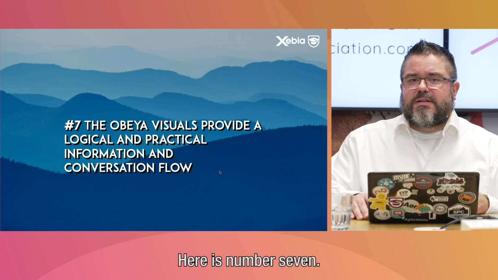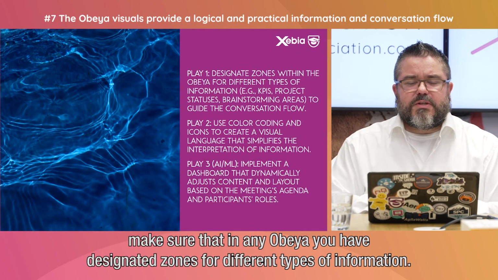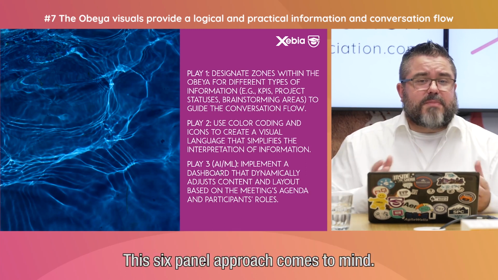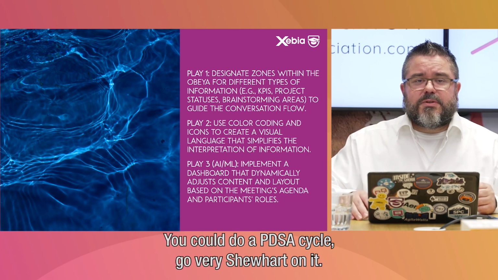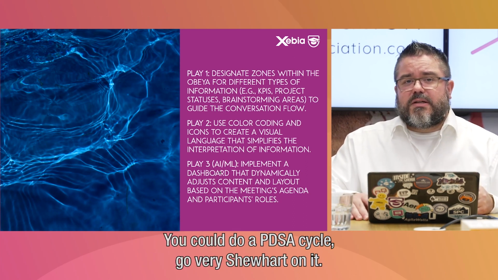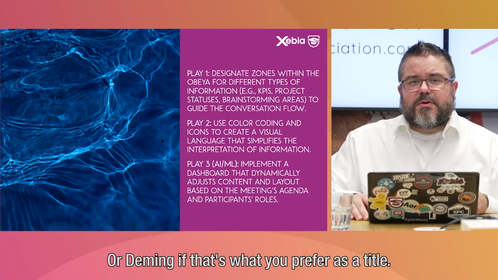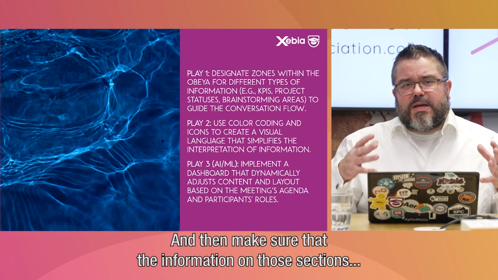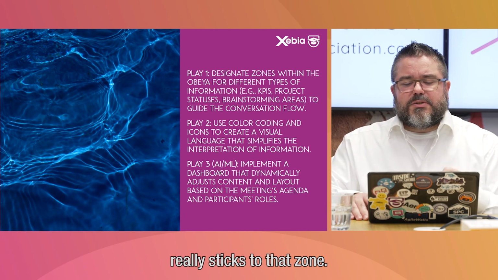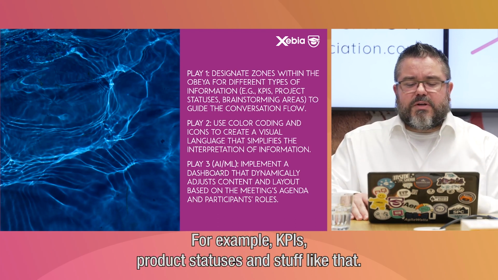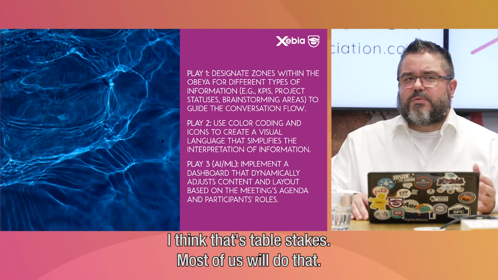Here is number 7. Make sure that in the Obeya you have designated zones for different types of information. The 6-panel approach comes to mind. The 5-panel approach from Leading with Obeya is also really awesome. You could do a PDSA cycle, go very short on it, or Deming, if that's what you prefer as a title. And then make sure that the information on those sections really sticks to that zone. For example, KPIs, product statuses, and stuff like that. I think that's table stakes. Most of us will do that.